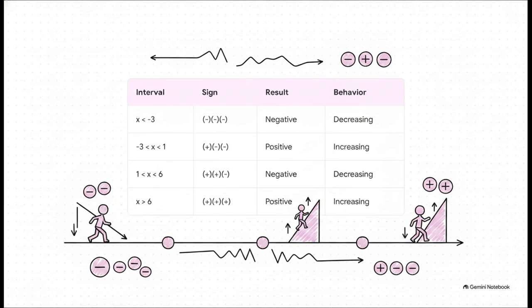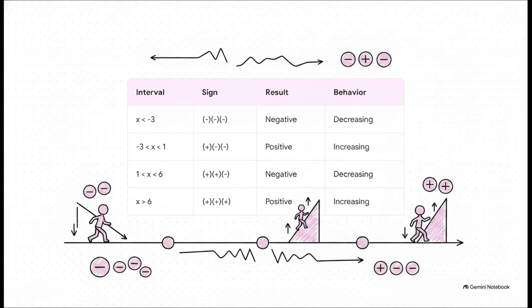Let's map out a factored derivative together. x plus 3 times x minus 1 times x minus 6. By finding our zeros at -3, +1, and +6, we chop the entire number line into 4 distinct regions. When we pick a test number in that first region, all 3 factors happen to be negative, and a negative times a negative times a negative gives a negative result. That means our function is walking downhill there. As we move across the intervals, you'll see the signs alternate, showing us perfectly alternating between decreasing downhill and increasing uphill movement.